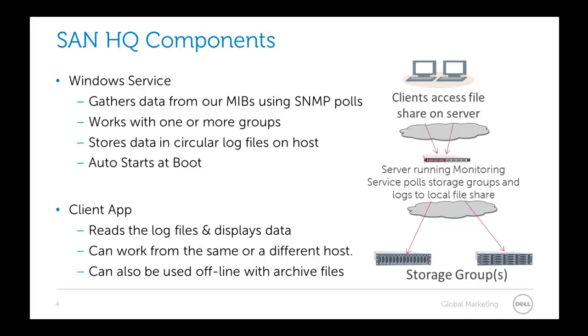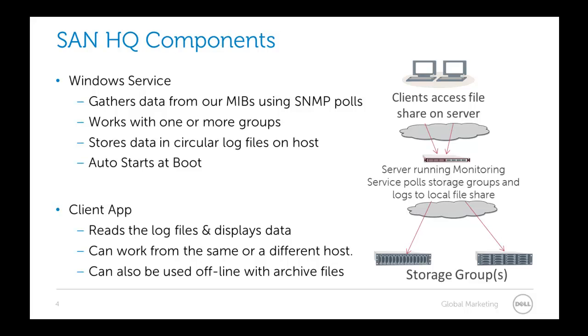The Windows service portion gathers data from the EqualLogic groups via SNMP. You can monitor one or more groups with SAN HeadQuarters. It stores data in a circular log file that's stored on the management server host. The client application can log into the monitor folder or the log folder on the Windows management server, read the log files from SAN HeadQuarters, and then report data off of the management service server.